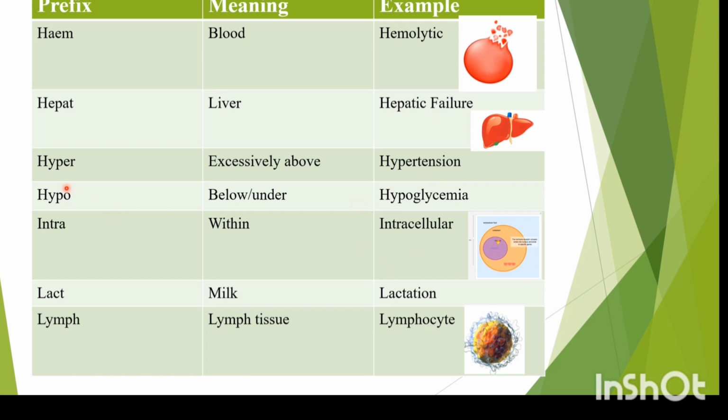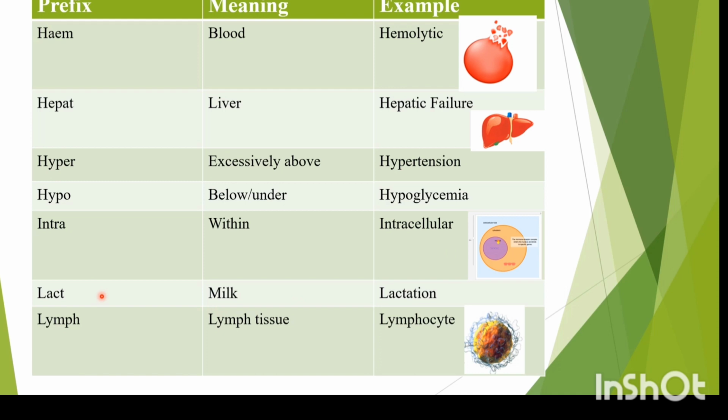Next one is hypo. Hypo means below or under. Example, hypoglycemia. Hypo means below, glycemia means glucose levels. So if the blood glucose levels are below normal range, this condition is called hypoglycemia. Next one is intra. Intra means within. Example, intracellular. See here, this is a cell and inside the cell is called intracellular space.